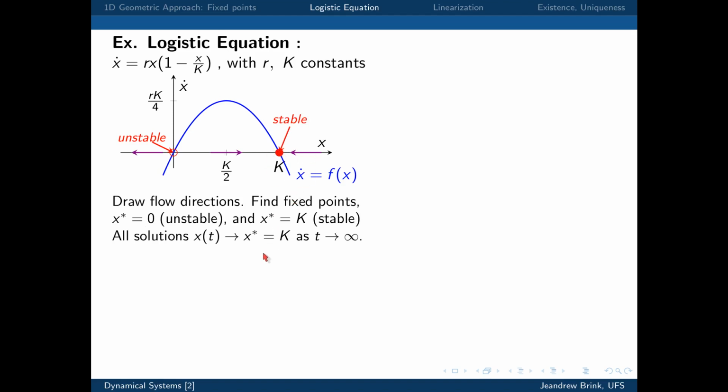And then, if you look at the solution, all the solutions move to the point x star equals k as time goes to infinity, provided you start with x greater than 0. If you start over here, it's going to run away to negative infinity. But if x is greater than 0, it's all going to go to k.